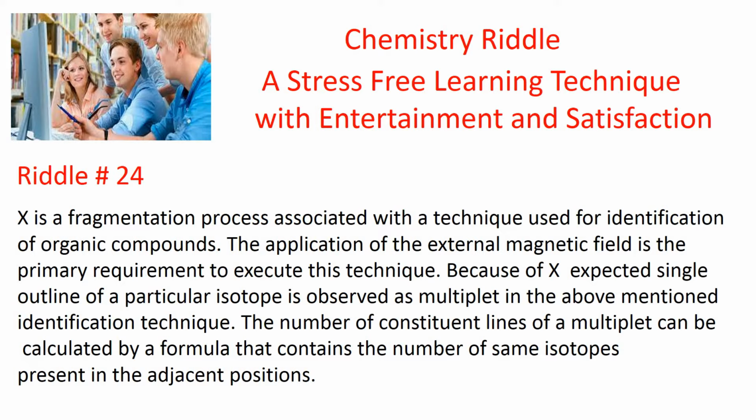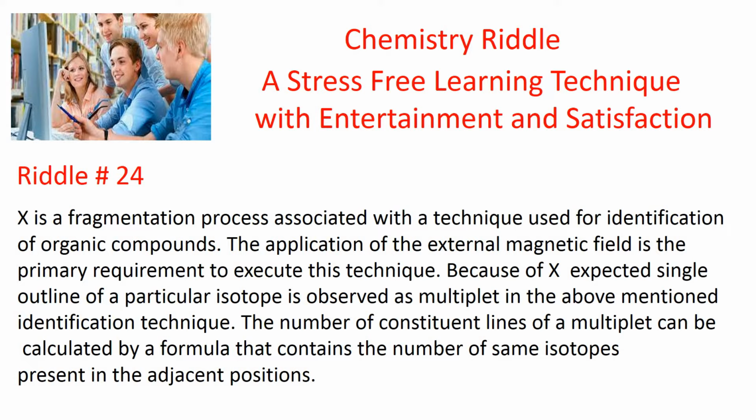So we start riddle number 24. X is a fragmentation process associated with a technique used for identification of organic compounds. The application of the external magnetic field is the primary requirement to execute this technique. Because of X, the expected single outline of a particular isotope is observed as a multiplet in the above-mentioned identification technique. The number of constituent lines of a multiplet can be calculated by a formula that contains the number of same isotopes present in the adjacent positions.